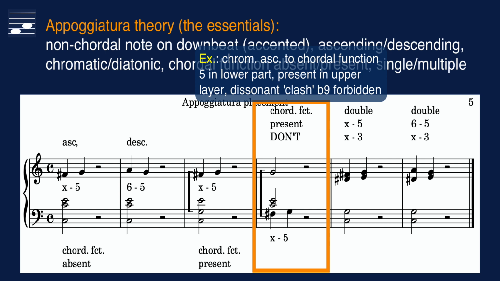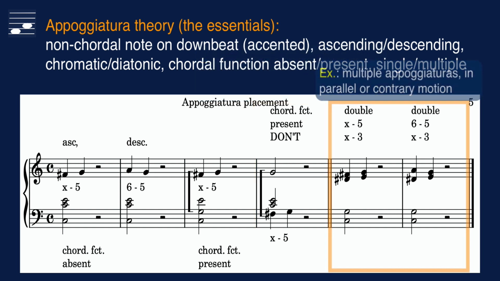However, when the appoggiatura is in the lower part and the chordal function is present in the upper harmony, as shown in this example, the dissonance becomes a ninth. Here, a minor ninth between F sharp in the bass and G natural in the lead. In general, these cases are forbidden in traditional classical harmony courses. You'll see later that Schumann has the courage to ignore this limitation. You may also find multiple simultaneous appoggiaturas. This example shows double downbeat dissonances, either in parallel or in contrary motion, with a combination of chromatic and diatonic steps.